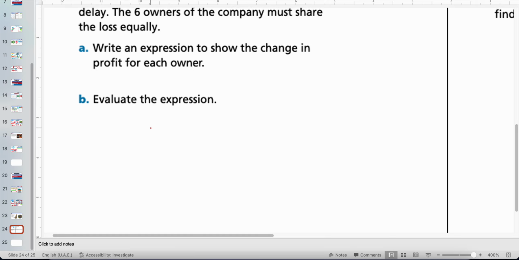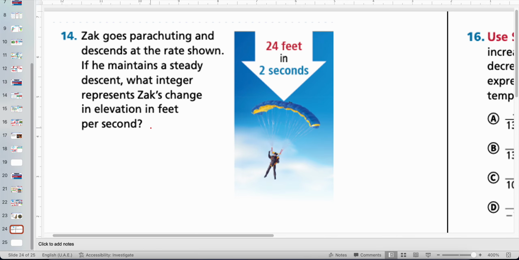Let's do the questions here. Zach goes parachuting and descends at the rate shown: 24 feet in 2 seconds. He is descending, so this is a negative amount of feet. The time cannot be negative. If he maintains a steady descent, like going every second the same amount, write an integer that represents the change in elevation in feet per second. So how much in each second?